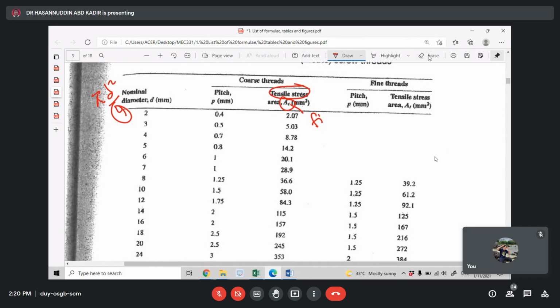We call it here the tensile stress area, not the area of the bolt. This part is only for us to use on Fi. The other one we can still use to find C, KB or KP. Usually it is KB, on the bolt, the value of the diameter of the bolt. So is that part clear? Yes, sir. Okay, thank you.